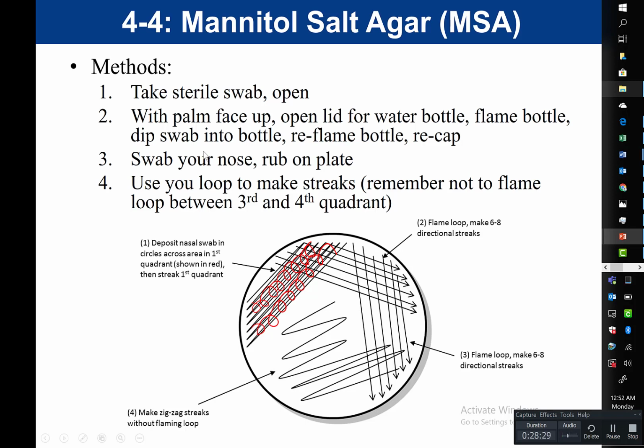What we would do, the red is representing the swab. So we would take that swab that we had already rubbed in our nose, and in quadrant 1, we roll it along quadrant number 1. And we repeat that several times. We rub our swab, again that's the red, on quadrant number 1. And then once we do that, we are done with our swab. So we would put our swab back into the glass test tube that it's in, and we would put that in our biohazard.